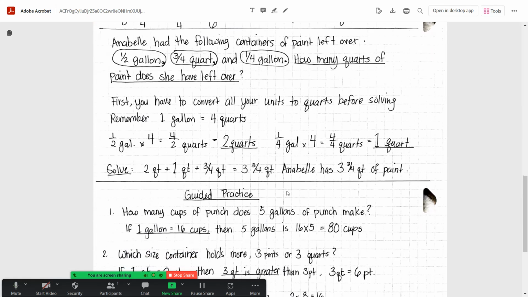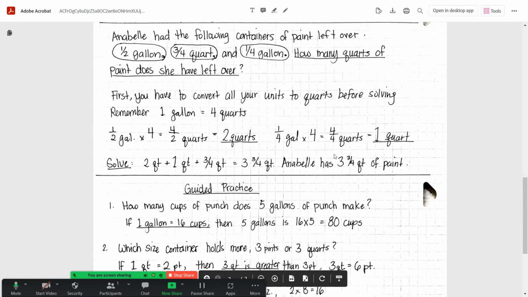And our last example before we hop into our guided practice says, Annabelle had the following containers of paint left over. She had a 1/2 gallon, a 3/4 quart, and a 1/4 gallon. How many quarts of paint does she have left over? So first I need to convert them to make sure I'm using the same unit for all of them. So my gallons need to become quarts because my answer needs to be in quarts.